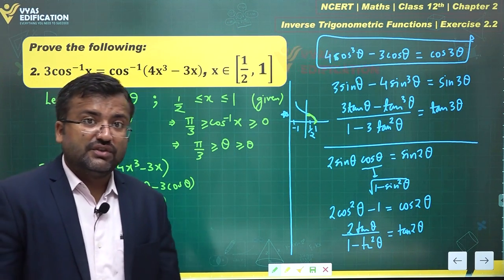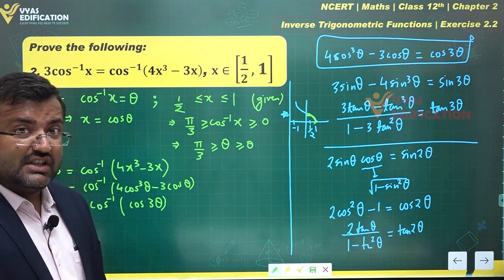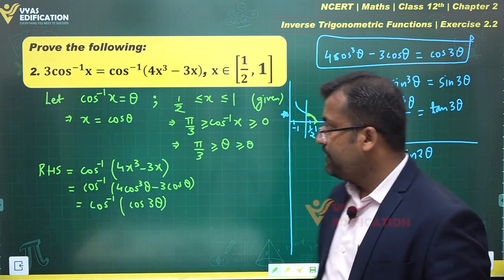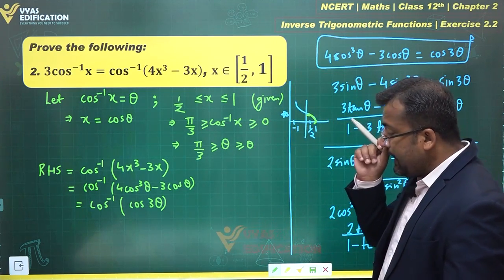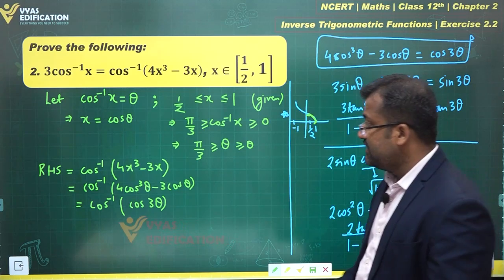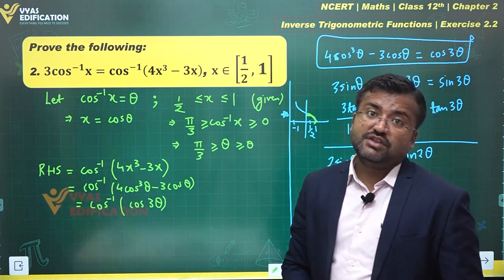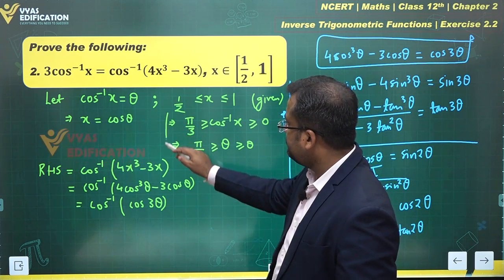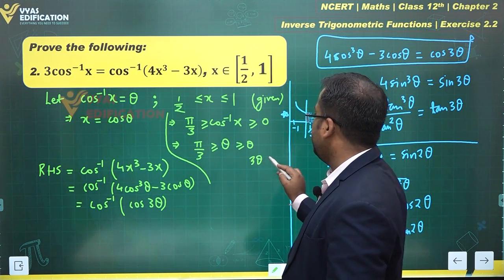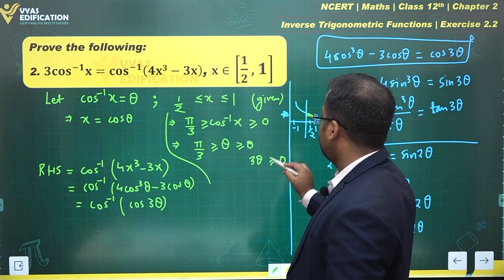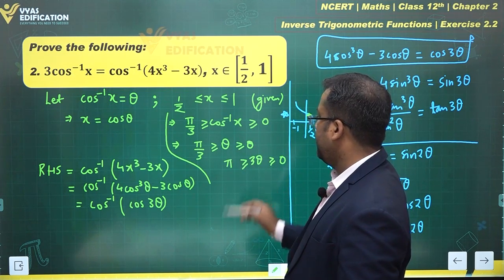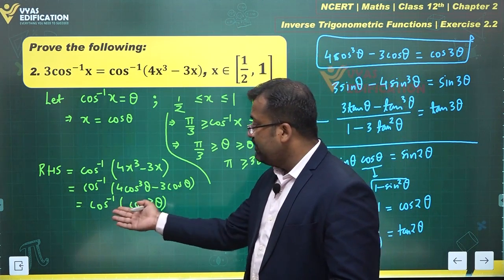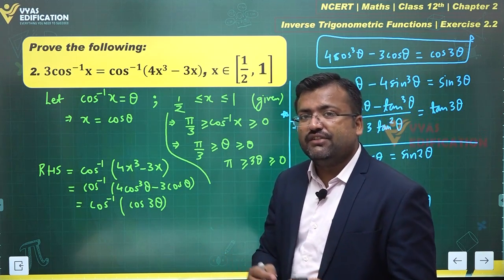Now what happens in case of this? Let's recall the definition: cos inverse cos x will be equal to x when x lies in the range of this, right? That is from 0 to pi. Now where does 3 theta lie? Can you observe that? 3 theta lies in the interval 0 comma pi. Yes. So cos inverse cos x is equal to x if x lies in the interval 0 comma pi.